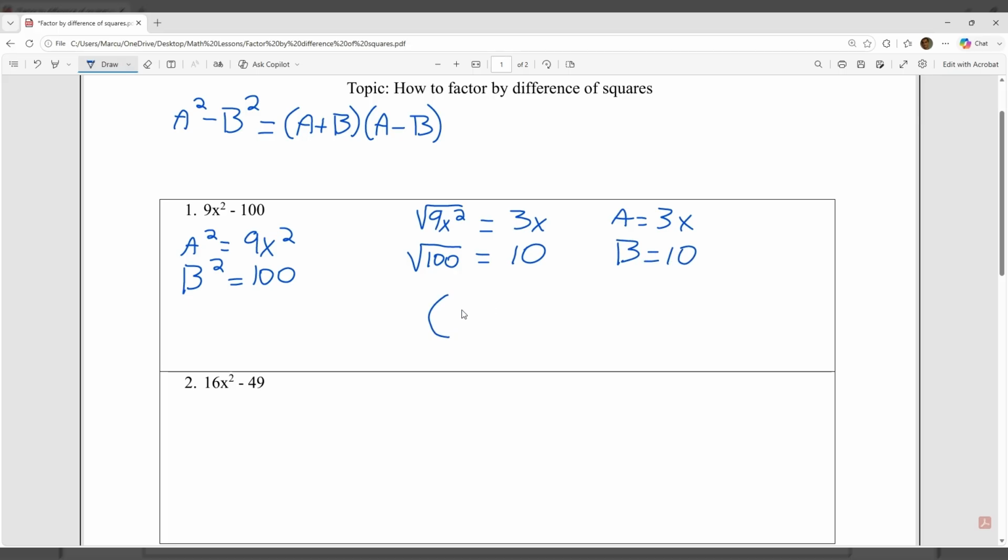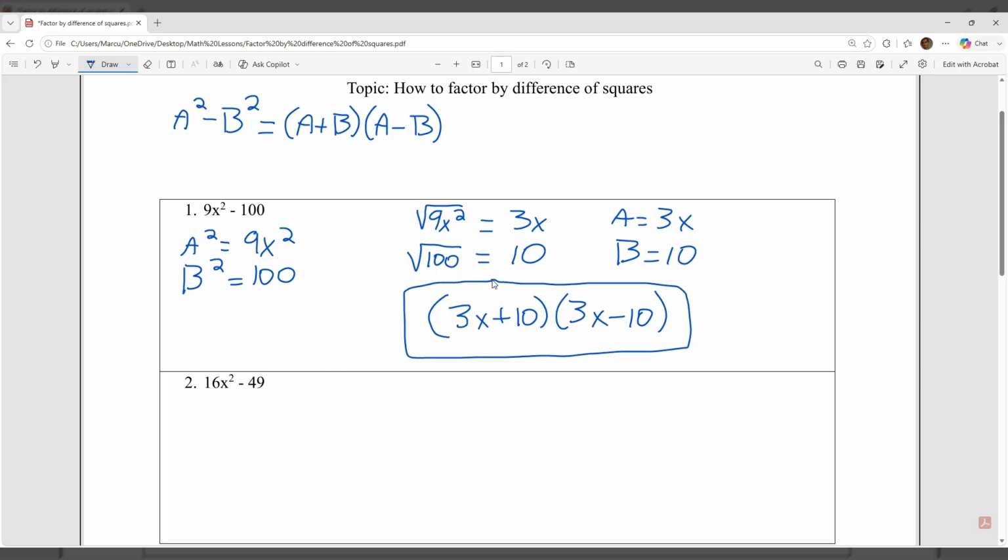So you write it as 3x plus 10 and 3x minus 10. Basically, you're just taking the square root of each term, and then you write them twice. Just keep in mind that one of them is going to be plus and the other one minus. And that's how we factor by difference of squares. So please go ahead, pause the video, and try question number 2.